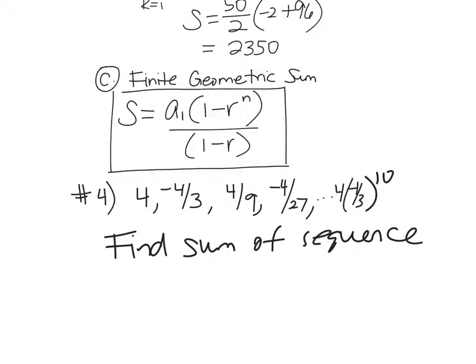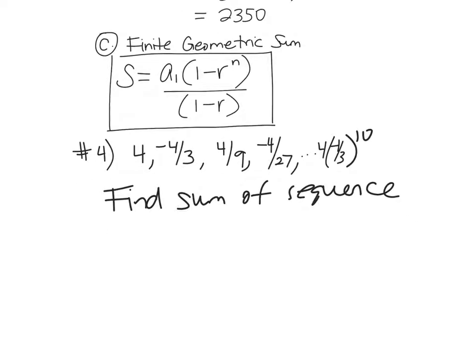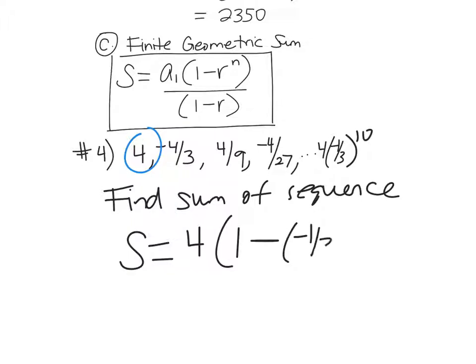All right, this looks kind of tricky, but it's not. You have to know what the first term is. You need to know what r is, and you need to know how many numbers you're adding. Okay? So here we go. The sum is equal to, first term I can see right away. A sub 1 is right there. It's 4. 1 minus, do you know what r is? -1/3. Perfect. R is -1/3.